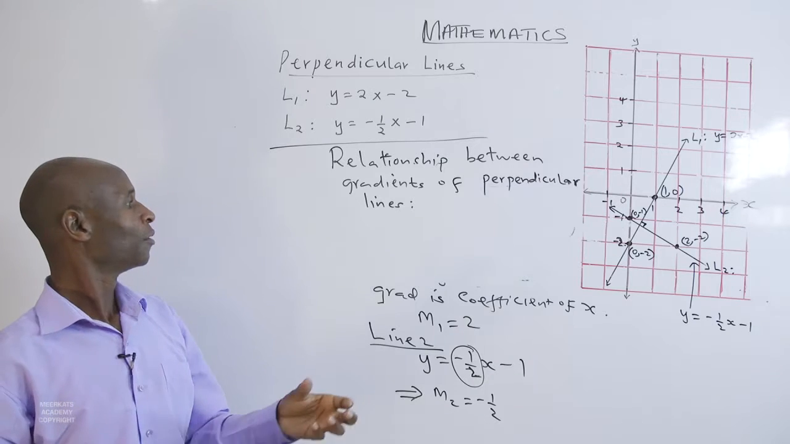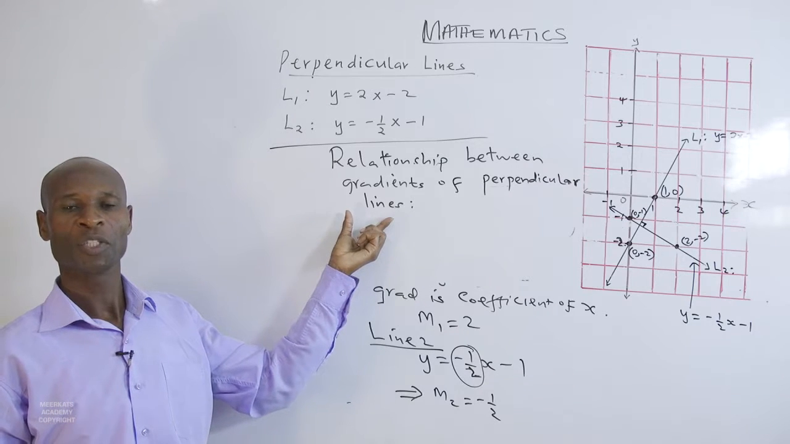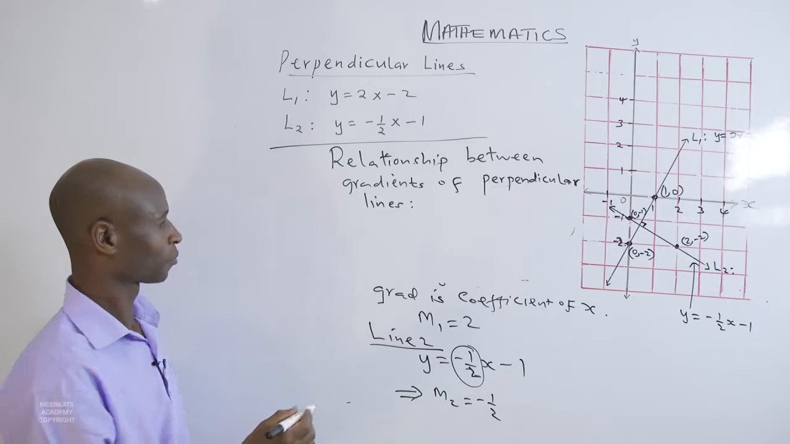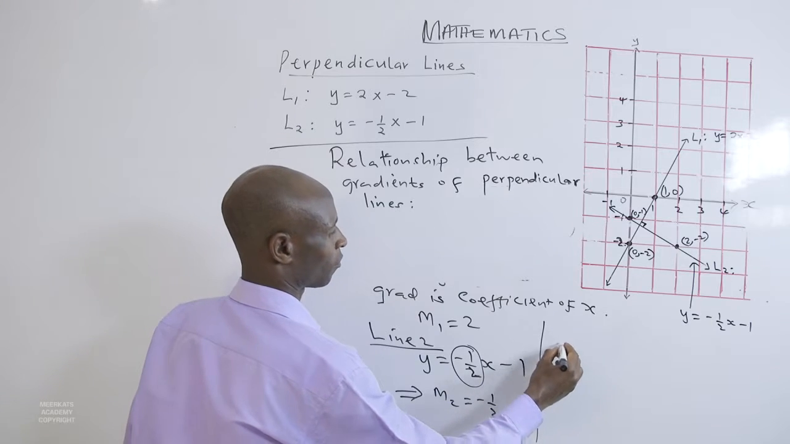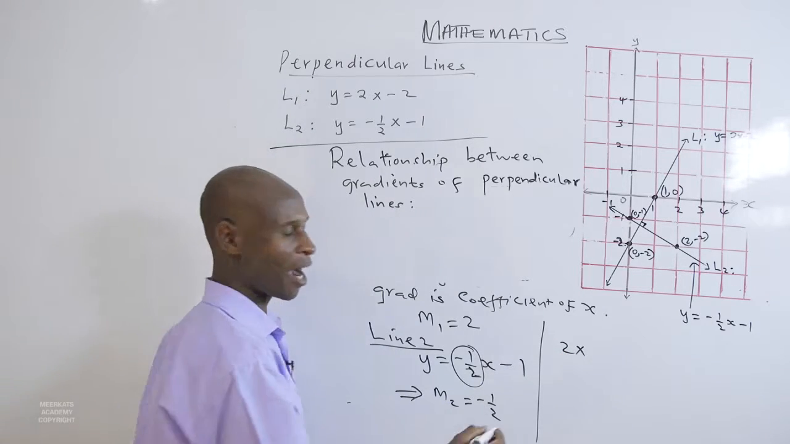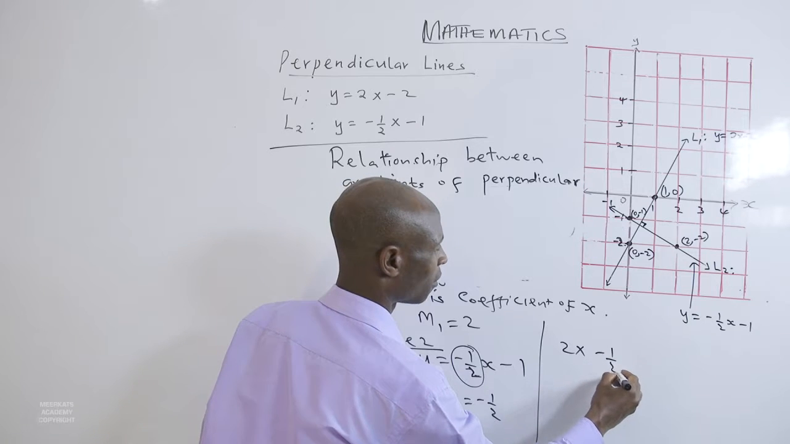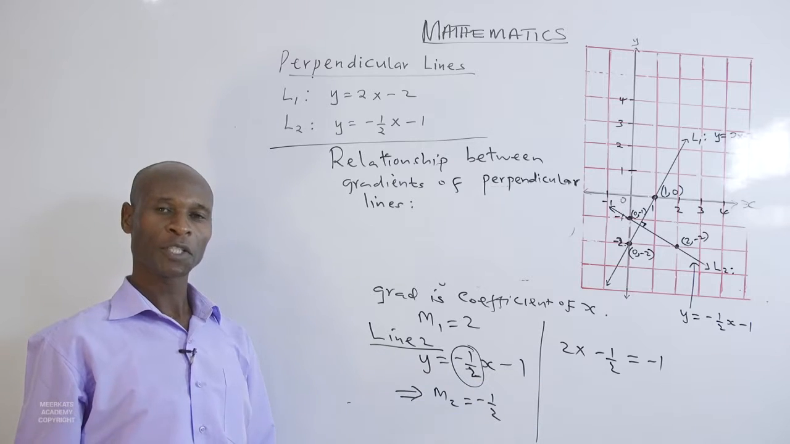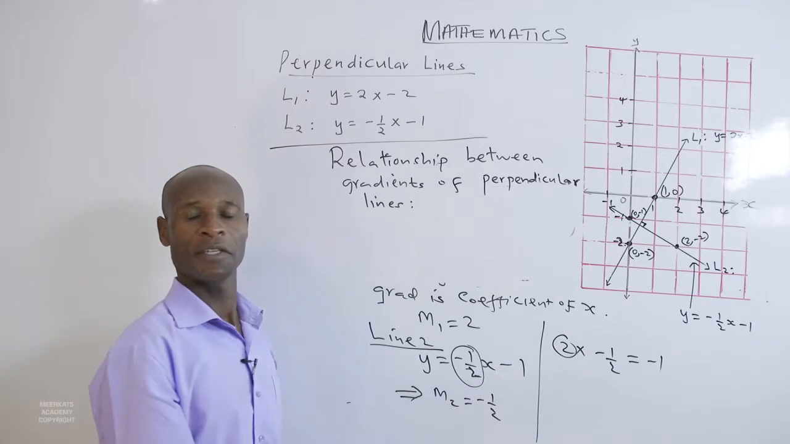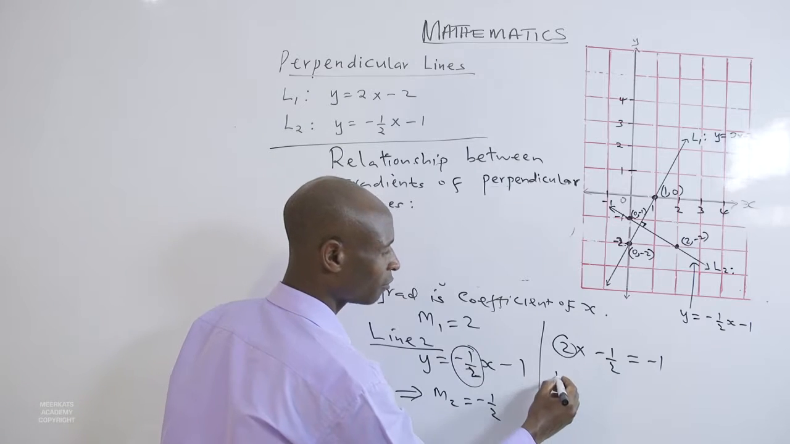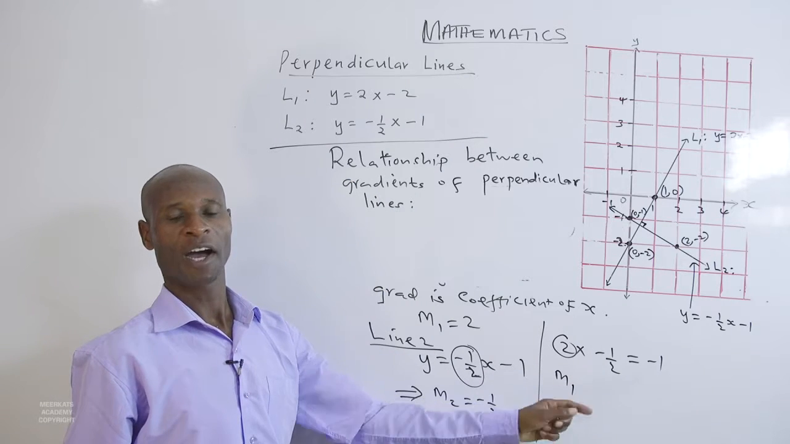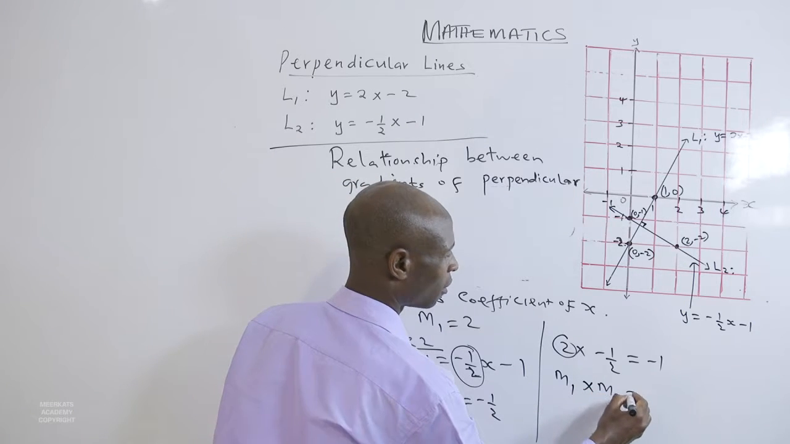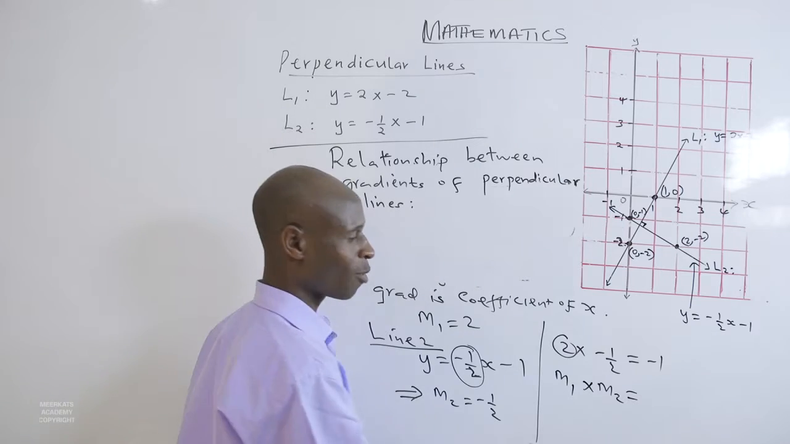So we now write down the relationship between the gradient of perpendicular lines. So if we take 2, multiply by negative a half, the result is negative 1. But you need to notice that 2 is the gradient of line 1, which is m1, and negative a half is the gradient of line 2, which is m2. The result is negative 1.